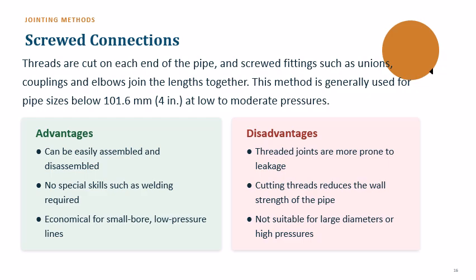low to moderate pressures. Its advantages include that it can be easily assembled and disassembled. No special skills such as welding are required, and it is economical for small bore, low pressure lines. Whereas the disadvantages are that threaded joints are very susceptible to leakage, and cutting threads reduces the wall strength of the pipe, and it is not suitable for large diameters and high pressures.